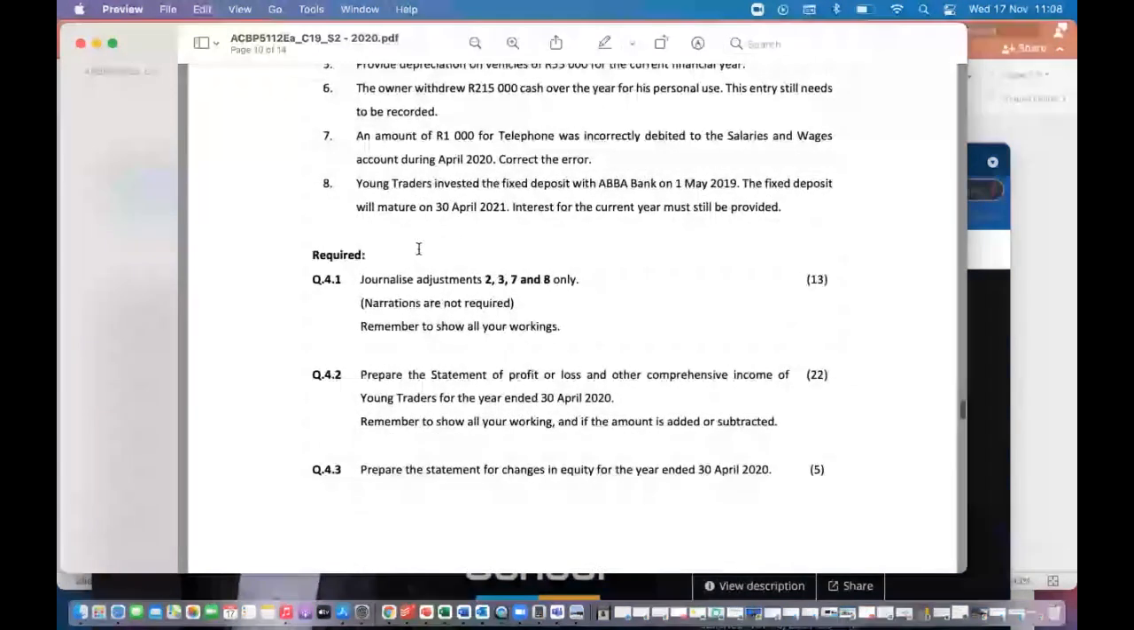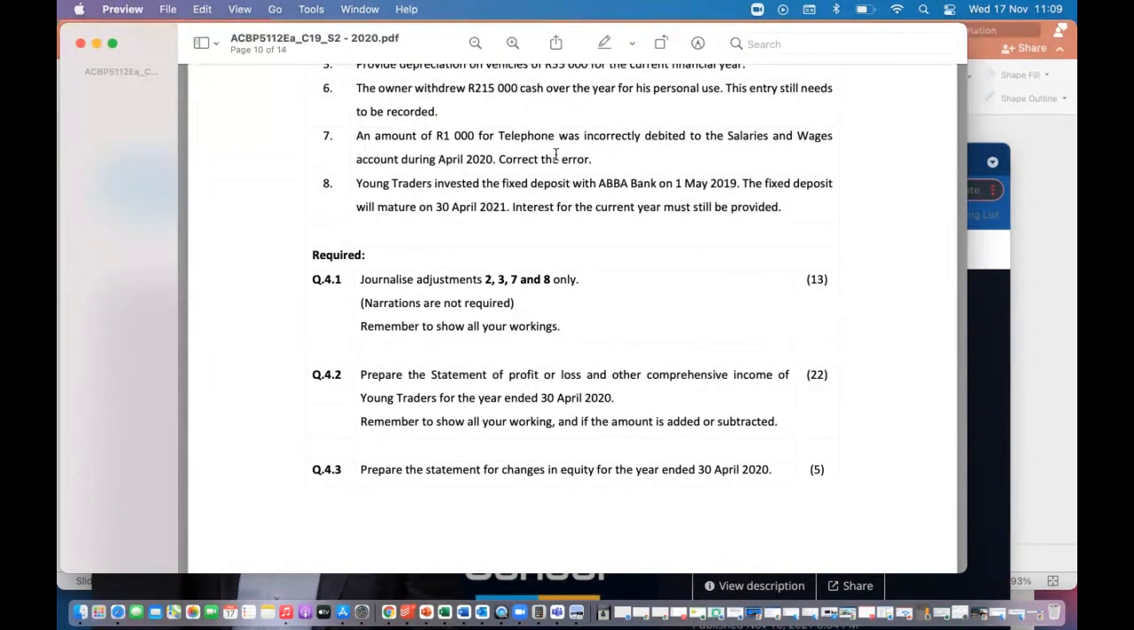Okay. The owner withdrew 215,000 cash over the year for his personal use. Okay, so this is drawings, all right, and bank is obviously going to be affected. The entry still needs to be recorded. Okay, so we're recording it like that.